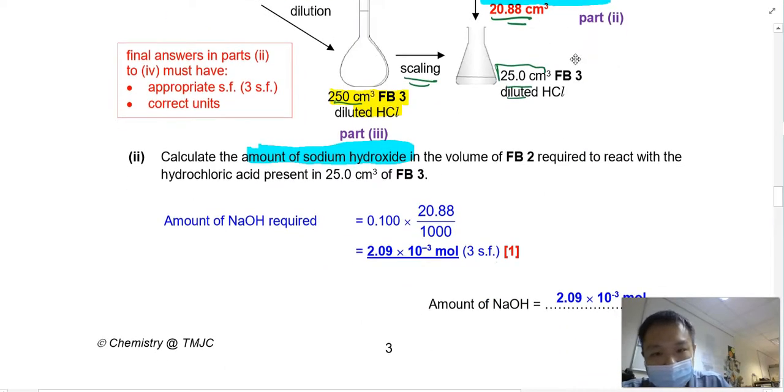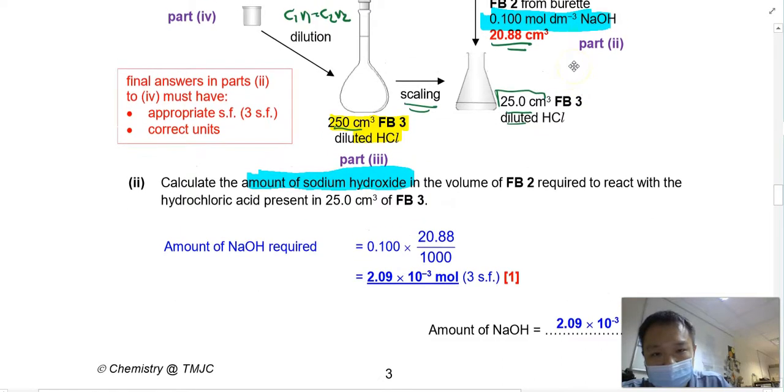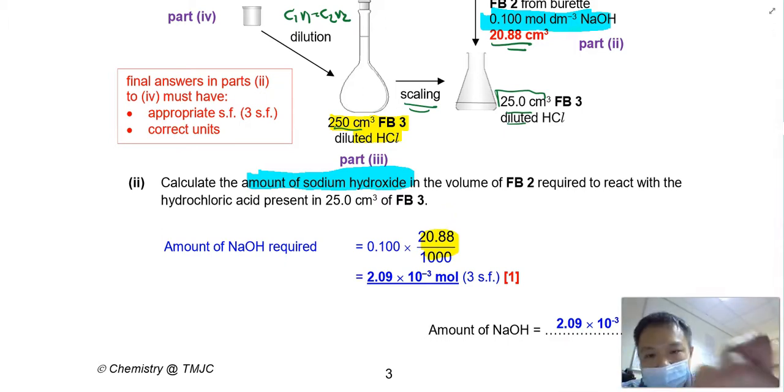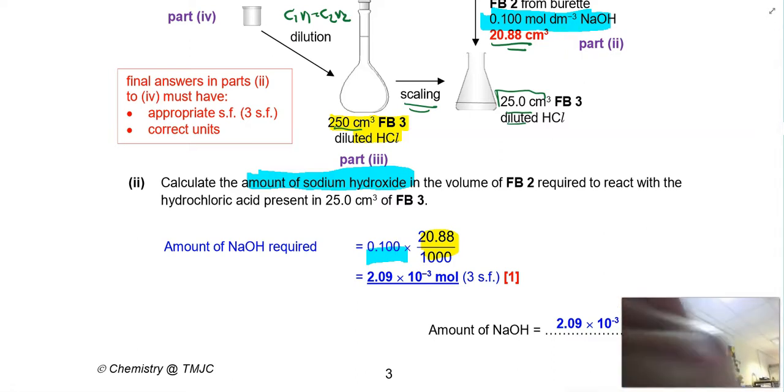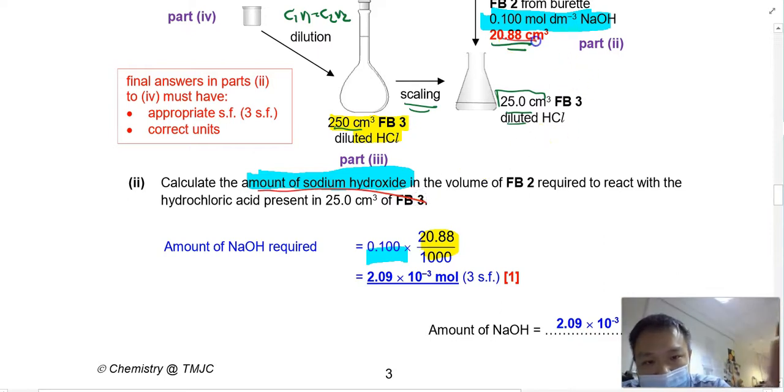So the amount of NaOH is basically the concept of C times V. You have a solution, you use this volume, 20.88, convert to dm cube, multiply by the concentration of 0.1, and you get the number of moles: 2.09 times 10 to the power of minus 3. Was this the amount of NaOH? Yes, because this was the amount used to react fully with the 25 cm3.